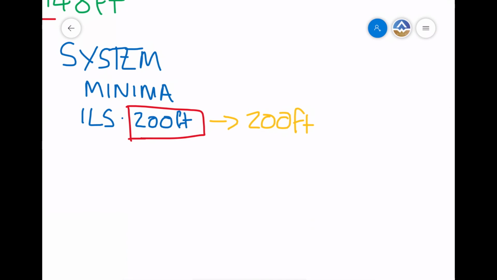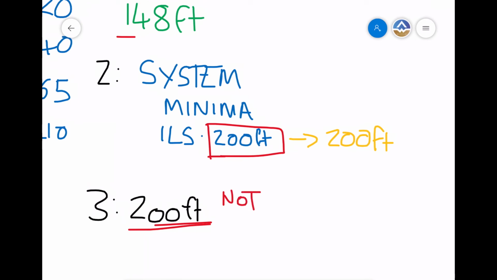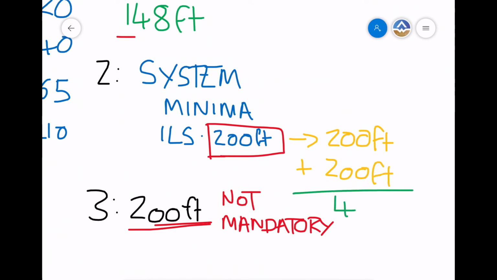Now the next step, considering we're IMC holders, we're not full IR holders, is to add a recommended 200 feet. Now note I say recommended. This is actually not a mandatory 200 feet. Some people think it is, some people argue it's not. Have a look in the AIP, this is not mandatory, but it's thoroughly recommended. We go and add 200 feet, we now have our minima up at 400 feet. Remember, this is still a height, not an altitude.